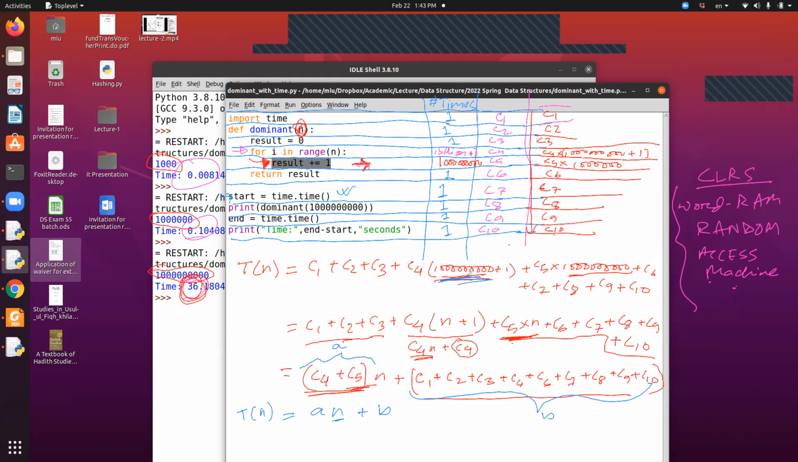From where are we getting this increase of running time? From this n. So what we can say is that in the equation Tn is equal to an plus b, n is the dominant term. If I say this, would you agree with me? Yes. It is very easy to understand because we have already proved all these things. So this n is the dominant term.